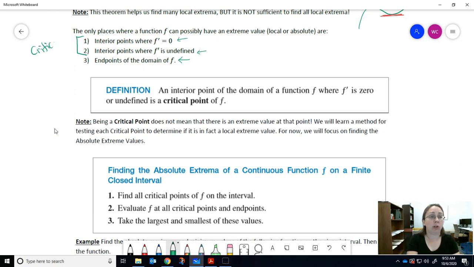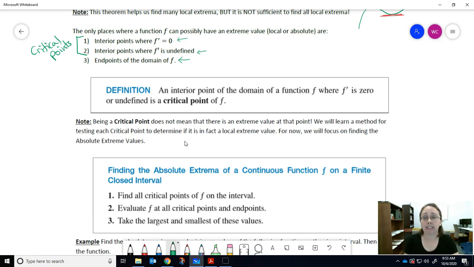So if you find 1 and 2, we have special names. These are called critical points. So you're going to look for all the critical points where the derivative is 0 or undefined. And then if you have a closed interval, you're also going to look at the endpoints to look at extrema. Note, being a critical point does not mean that there is an extreme value at that point. So we're going to look for everywhere that the derivative is 0 or undefined, but not all of them will be extreme values. These are where they can happen, okay? But they don't necessarily have to be an extreme value.